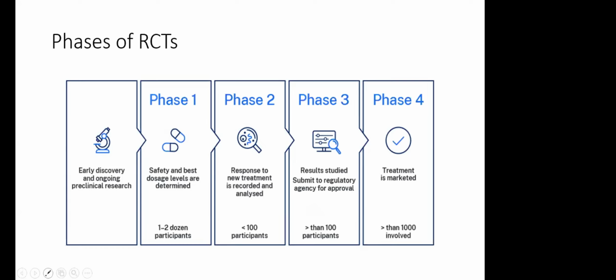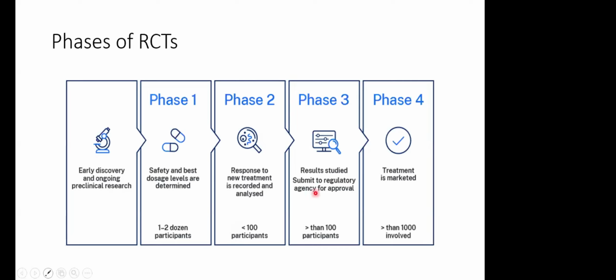And they just aim at checking for safety, tolerability, and best dosage range for the drug. After that, we move to phase 2 trials, where we basically assess for efficacy and side effects. This usually involves fewer than 100 participants with the target condition. Here we look at how well the treatment works and continue safety monitoring as well.